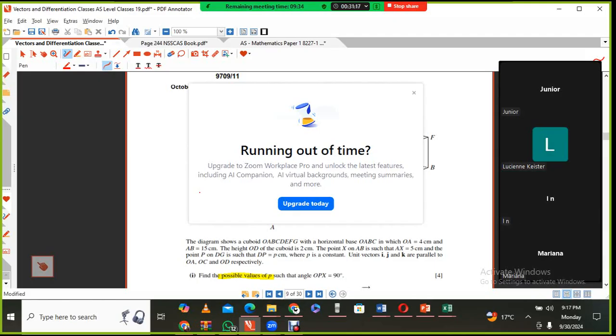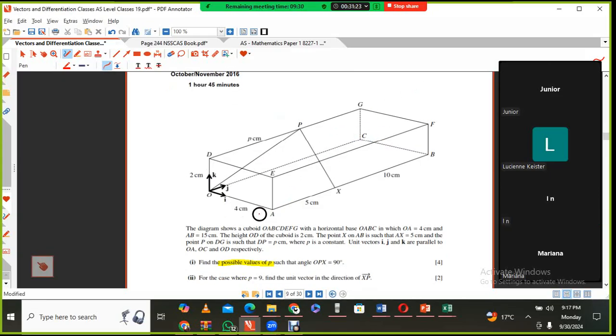Right, so they are saying the diagram shows a cuboid, starting from here, O, A, B, C, D, E, F, G. So that's the whole cuboid. The horizontal base is the one at the bottom. OA is 4 centimeters, AB is 15, so that's 5 plus 10 more. The height OD is 2 centimeters. The point X is on AB such that AX is 5 centimeters.